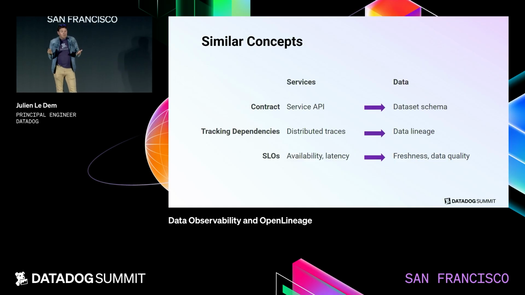But when we think about it, it's useful to draw the parallels because they are very similar contract concepts that we can use. On the services, you will have service APIs as contract. On the data, it's the dataset schemas. Distributed traces for services are similar to data lineage and how we connect dependencies between the various transformations. In services, SLOs are thought about as availability and latency. In data, it's freshness and data quality. Freshness is: has my data set been updated in time compared to the last time the upstream was modified? And data quality is: is the actual data correct, or do I have errors in my data?